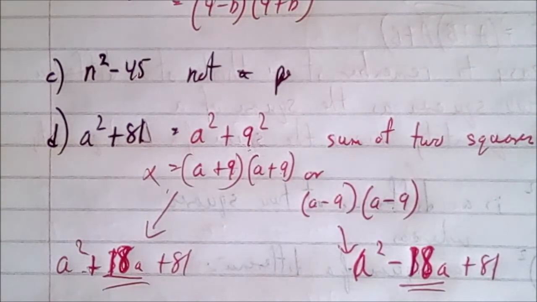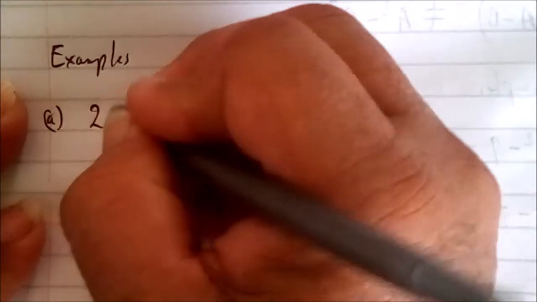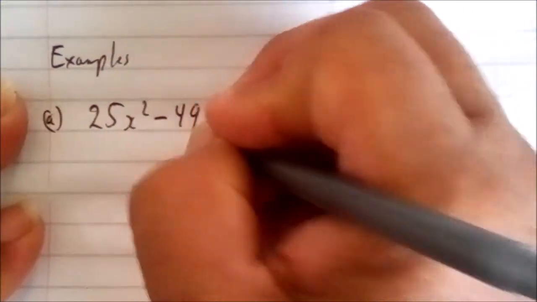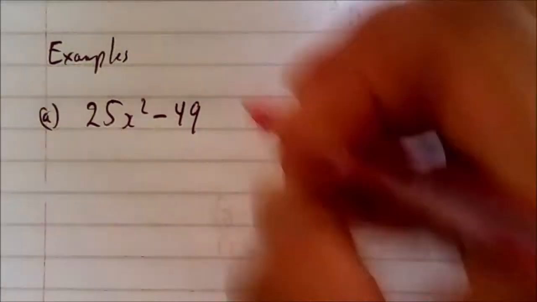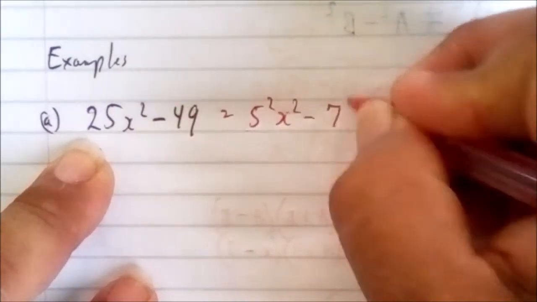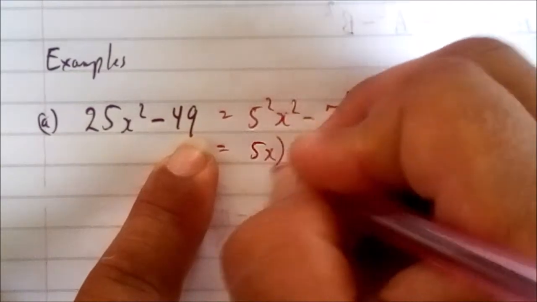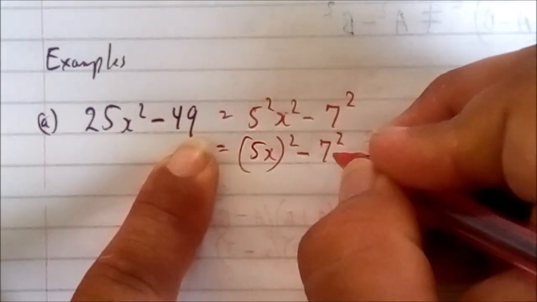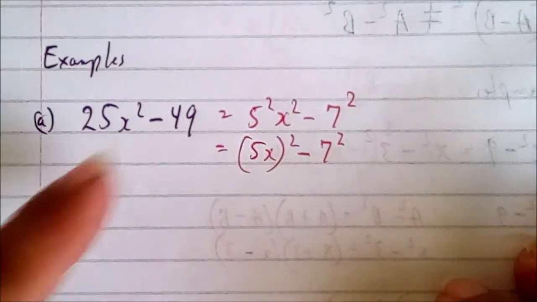All right, let's go with a few more examples. Let's say we have 25x squared minus 49. At this point you should be able to identify perfect square numbers. This could be written in the form 5 squared x squared minus 7 squared, because 7 times 7 is 49, 5 times 5 is 25. This is now 5x, open bracket, squared minus 7 squared. And if we match it to our rule, this is the difference of two squares.